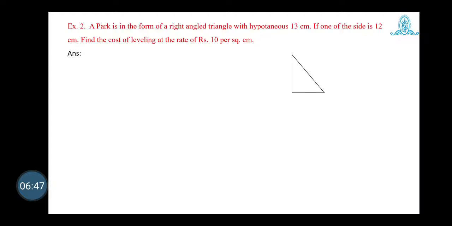This triangular park is in the form of a right angle triangle where B is the base, H is the height, and the hypotenuse is 13 centimeter. If we consider B or H, any one of the sides is 12 centimeters. So how do we calculate the other one? By using the Pythagoras theorem. What is the Pythagoras theorem? Hypotenuse square is equal to H square plus B square.